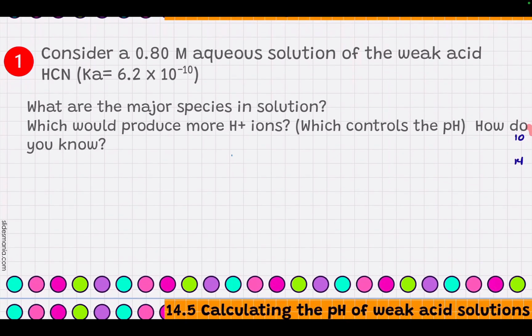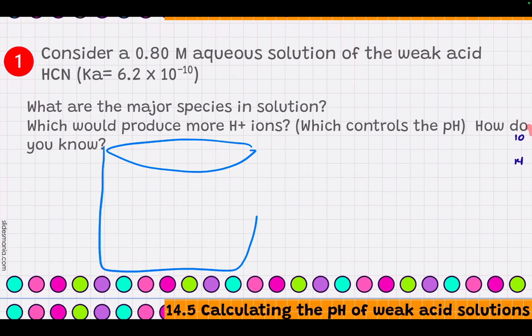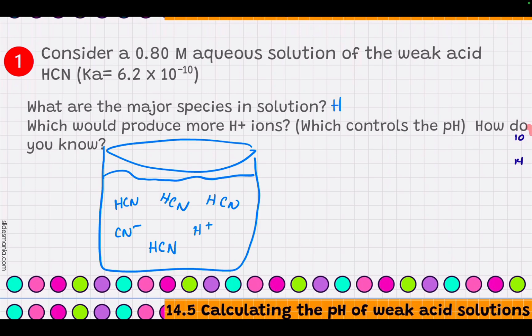So if I have a weak acid here, and this is HCN, in water most of it's going to actually stay together. So we can't do these problems the same as we could do a strong acid problem. The major species in a solution, in this case, are going to be the hydrocyanic acid and water.